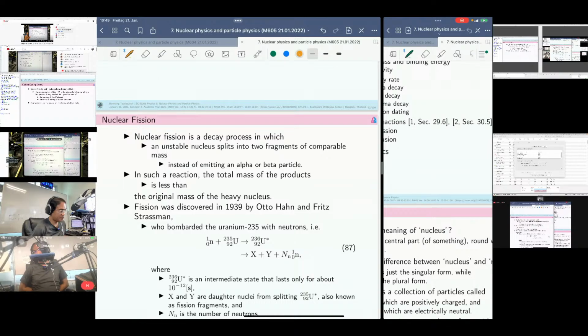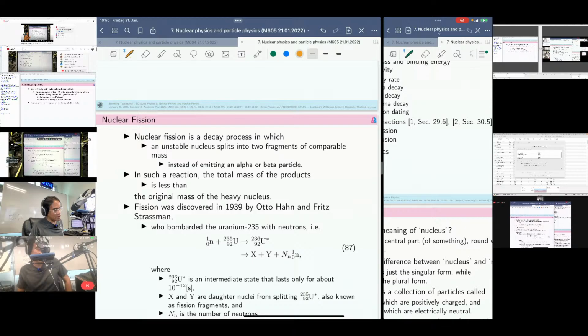Fission was discovered in 1939, almost 100 years ago, by Otto Hahn and Fritz Strassmann. They are physicists, and they made the experiment by bombarding uranium-235. You know that uranium has many isotopes. Actually, it's a big element, right? Because it has 92 protons. It's a big element, actually.